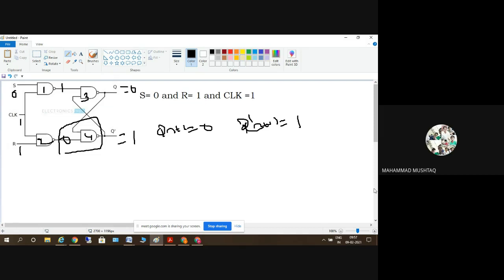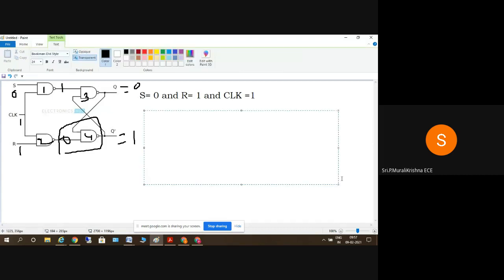Clear? Yeah, sir. Okay, this is simple. When S is equal to 0 and R is equal to 1, this is called the reset state. In the reset state, the output should be 0. In the set state, the output should be 1.